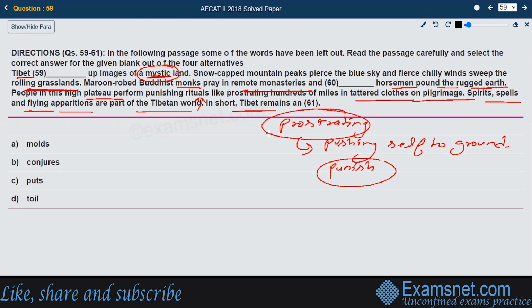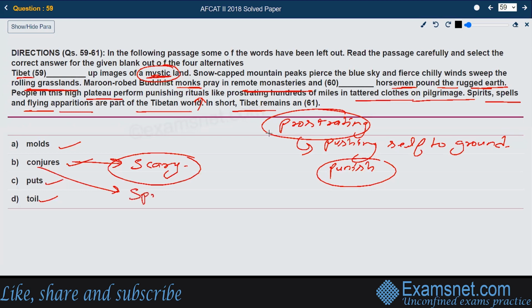The first option given is molds. The second option is conjures. Next is puts, and the third is toil. If something is mysterious, it has to be scary, and the word scary is related to the word conjures. Conjure means something related to spirits, something scary or related to ghosts. So the gap 59 should be filled by the word conjures. Tibet conjures up images of a mystic land.